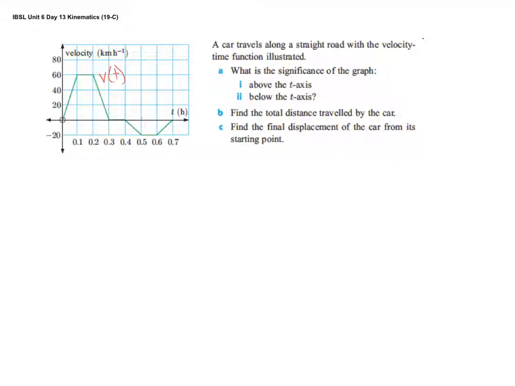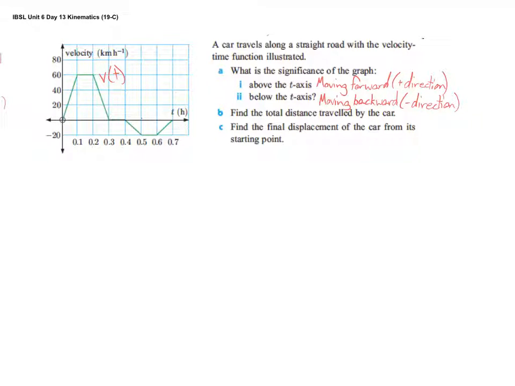We can make these other observations about speeding up and slowing down, but here, between 0 and 0.3, we're moving forward, or the positive direction. And when it's below the t-axis, we're moving backwards, or the opposite direction. We may not actually be driving backwards, but we're moving backward, or moving in the negative direction.